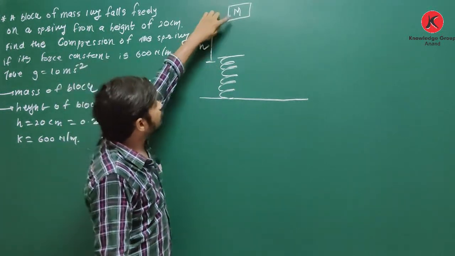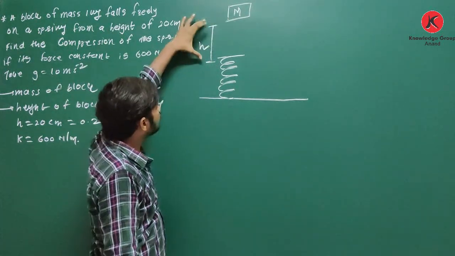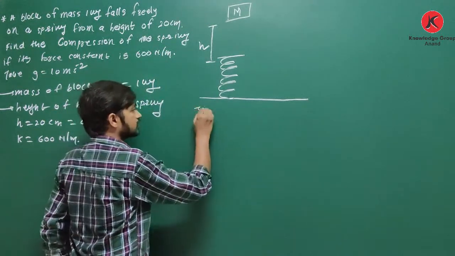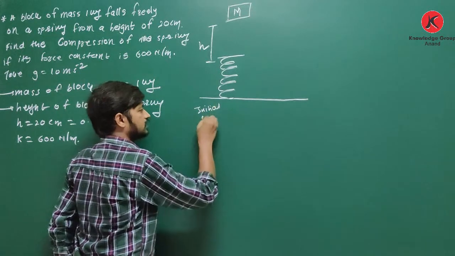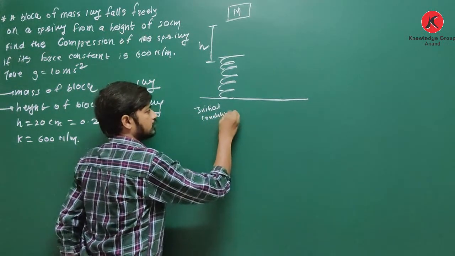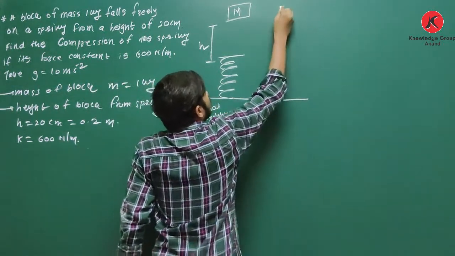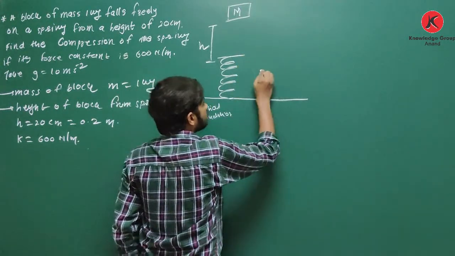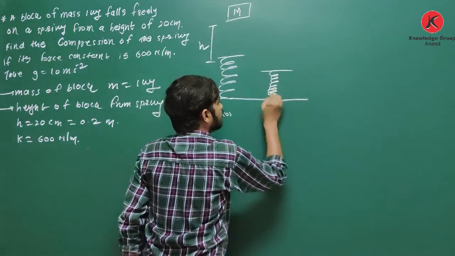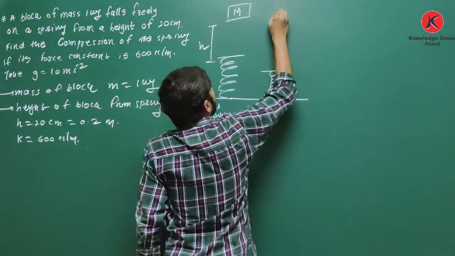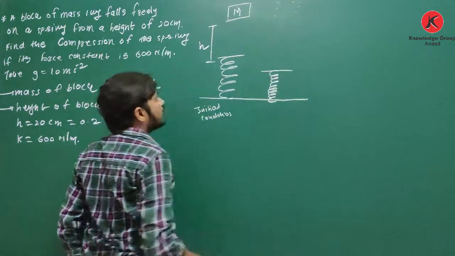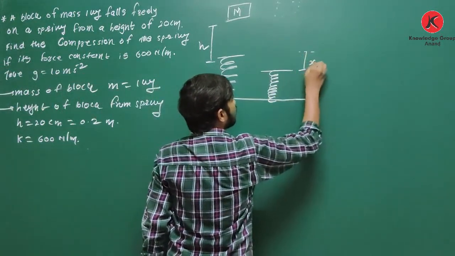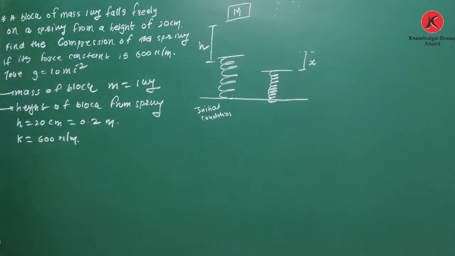Now, if this block having mass M is dropped from height h, what happens? It is the initial condition. When this block falls freely on this spring, there is compression of the spring. Initially the block was here. So I am assuming the compression of the spring is X.